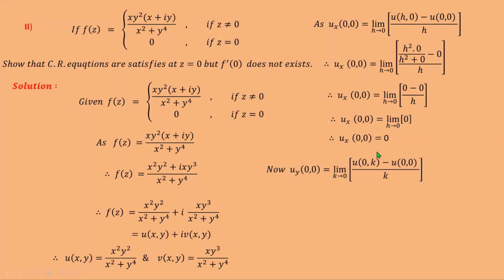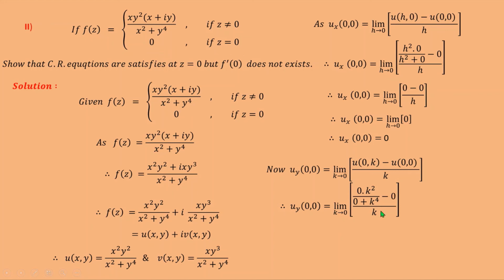0. Now we have to find u_y at (0, 0), which is given by limit k tends to 0, [u of (0, k) minus u of (0, 0)] upon k. Therefore u_y at (0, 0) is equal to limit k tends to 0, u of (0, k): put x is 0, y is k. So u of (0, k) is equal to 0 into k square upon 0 plus k raised to 4, minus u of (0, 0).